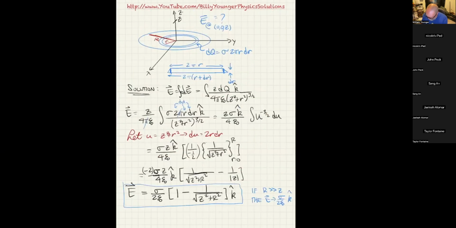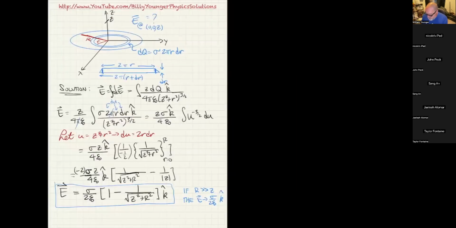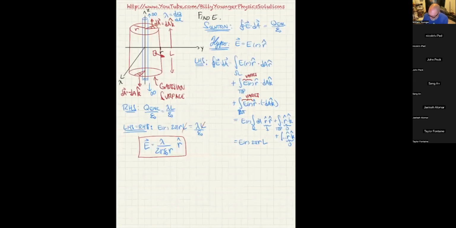I did that surface and I got this quantity, sigma over 2 epsilon naught times square bracket 1 minus 1 over the square root of z squared plus r squared, k. Well, again, I told you, if you let z be really, really small compared to r, then this just reduces to sigma over 2 epsilon naught. I can use Gauss's law to show that automatically. So let's imagine again another coordinate system. I'll do this really quickly. Hopefully this will work out for you guys.